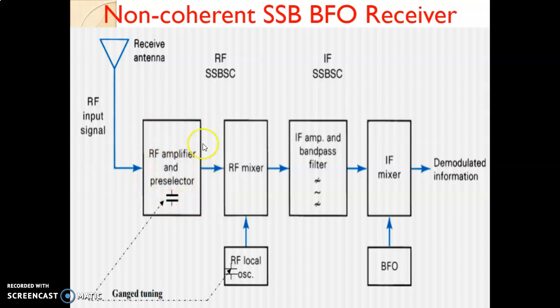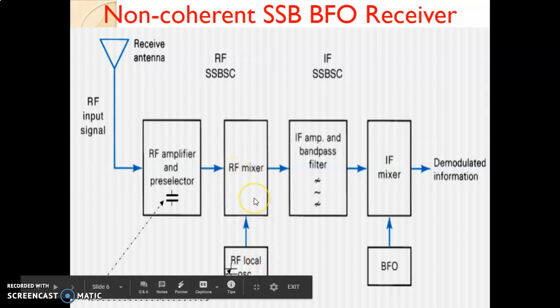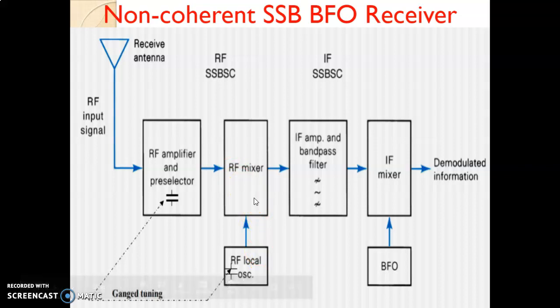So RF amplifier and preselector are combined in one block. Output is given to a mixer. Another input to the mixer will be the local oscillator. We had a detailed discussion of how a mixer works in the video of the superheterodyne radio receiver.